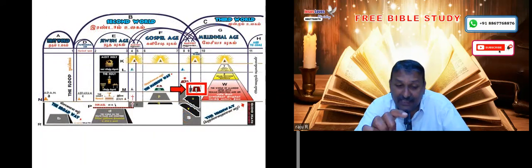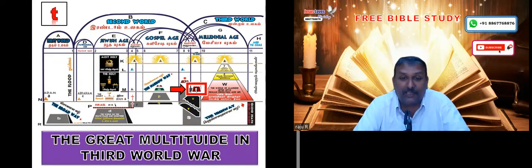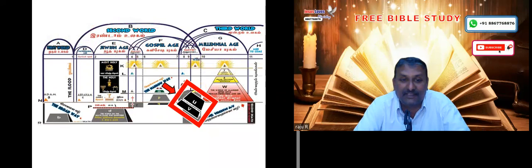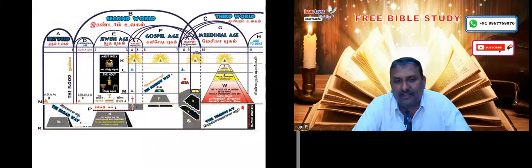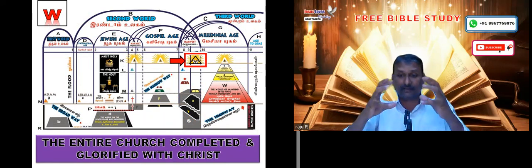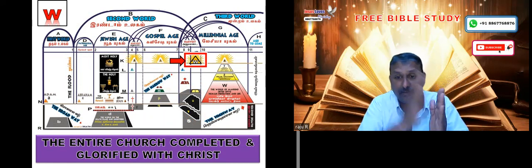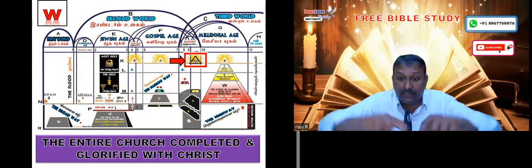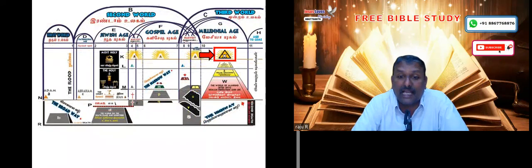Therefore, you can see the pyramid is becoming three parts. The three parts are being separated. The great multitude. Then the Babylon, the nominal church system. The Protestants and the Roman Catholics will all be separated, but they will all be left down here on this earth. They will never be glorified. So W represents the entire church glorified. That means at Jesus' second coming, few people will be with our Lord. The apostles and all are resurrected. But once the complete set of the 144,000 church is completed, then the visible rule will happen on this earth.